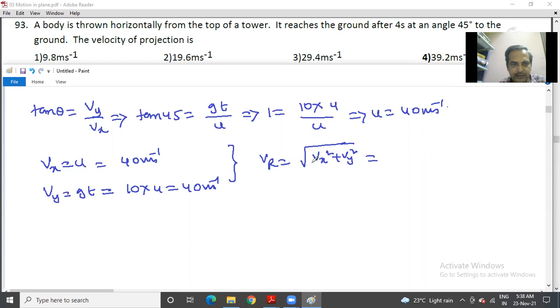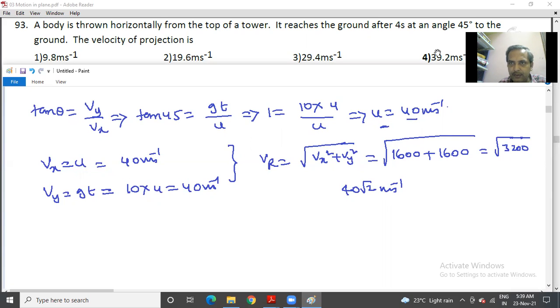So how much is Vx? It is 40 square. 40 square means 1600. Vy is also 40 square, it will be 1600. Then this will be root 3200. Then it will be 40 root 2. 1600 into 2, within the root you can split the numbers. 1600 root is 40, with the root 2. So this is going to be in meter per second. But for the present question, the answer is 40 meter per second, since I took g as 10 meter per second.